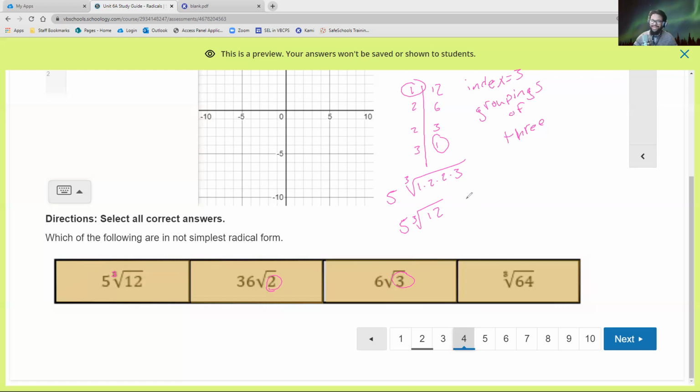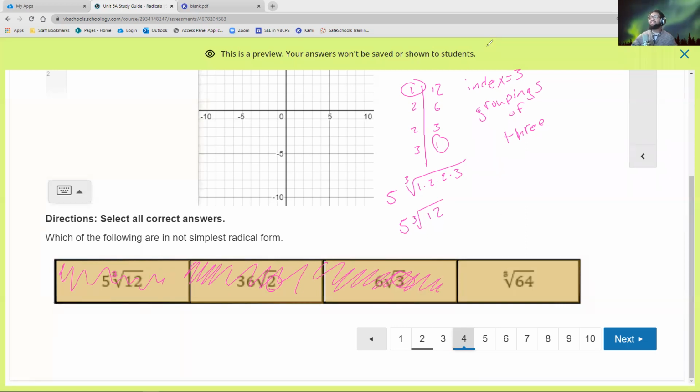Now, it would be really devious of us teachers to make it so none of the answers or options are a possible answer. And so now that we've checked one of these, we know that this is going to be the one that we select. This one is in simplest form, so we're not going to select that one. This one here is in simplest form. We're not going to select that one. And this one here is in simplest form. So we're not going to select that one.